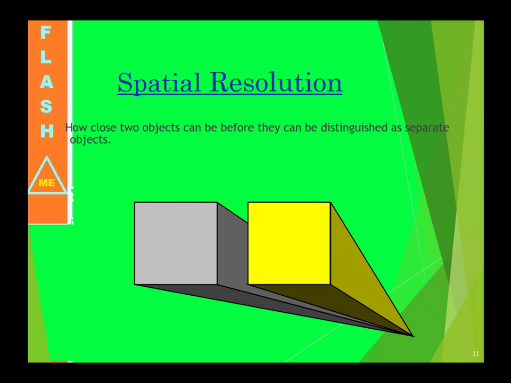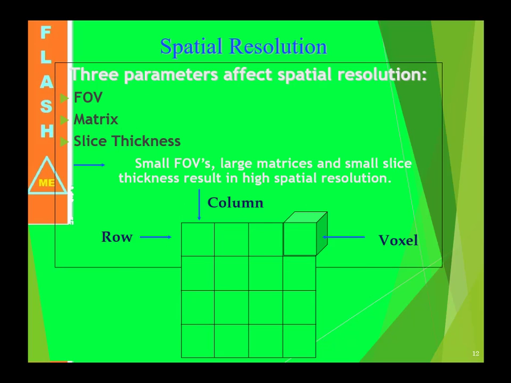Spatial resolution: how close two objects can be before they can be distinguished as separate objects. Three parameters affect spatial resolution: FOV, matrix, slice thickness. Small FOVs, large matrices and small slice thickness result in high spatial resolution.